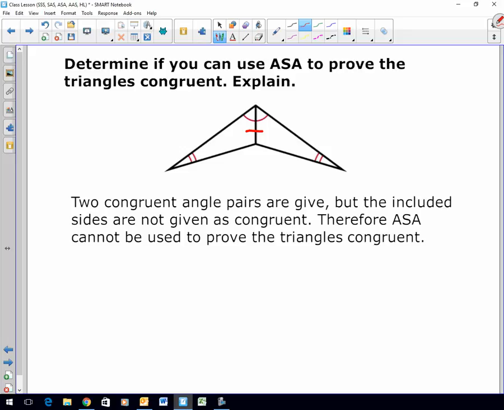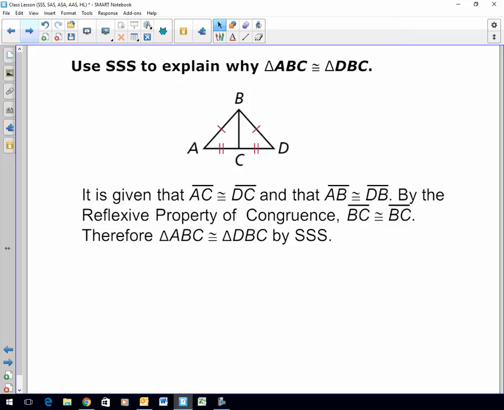If I'm using angle, side, angle, the included side must be congruent. I can't skip around, in other words. If I use angle, side, angle, I've got to have the included side here. So I need either this side or this particular angle to be congruent. Which one am I going to use here?